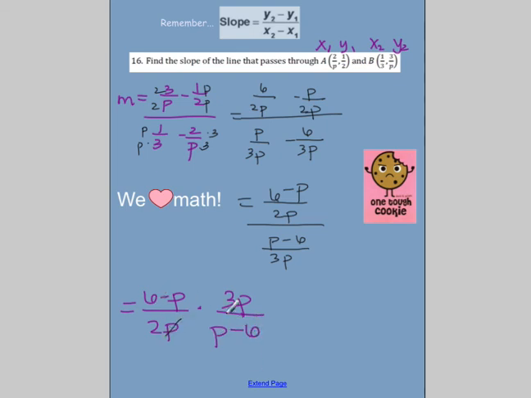And notice my p's will cancel. And this is really negative p plus 6. If I factor out a negative, I would have negative p minus 6 all over 2 times 3 p minus 6. My p minus 6's will cancel, and we will be left with negative 3 over 2. Okay, so this is a good example. I do believe there is one like this on your homework, on your worksheet, so make sure you watch this.